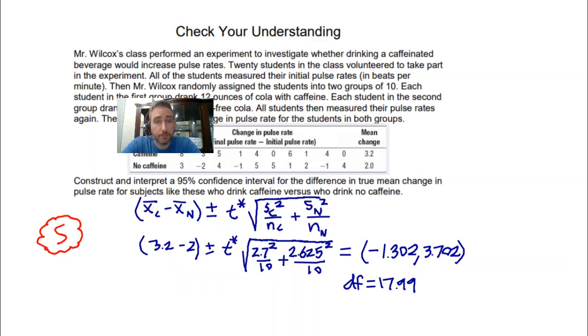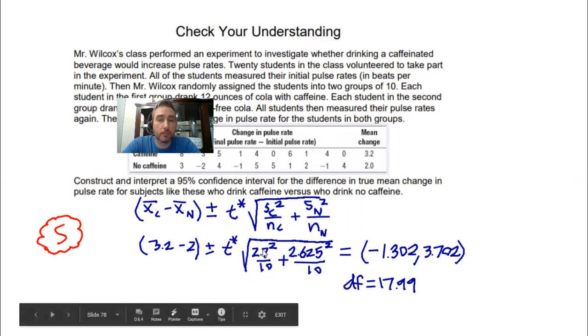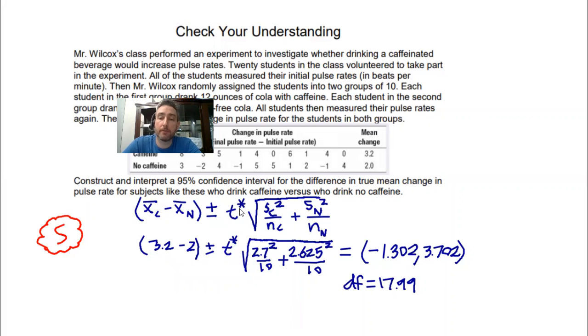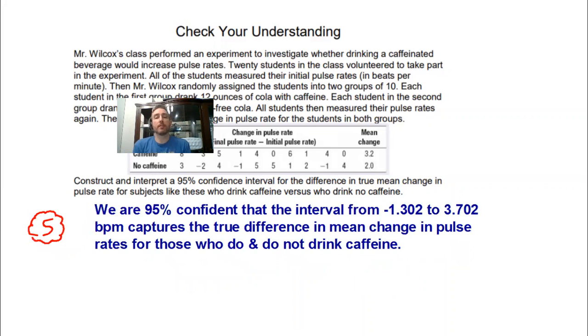Write your formula down. Plug in your numbers. Leave t star as t star. Don't have to write that. Then get your interval from the calculator and write your degree of freedom. And then summarize. We are 95% confident the interval from negative 1.3 to 3.7 BPM captures the true difference in mean change in pulse rates for those who do and do not drink caffeine.